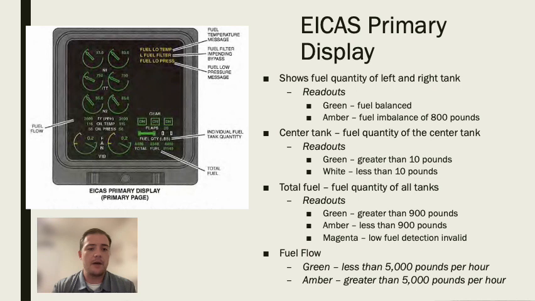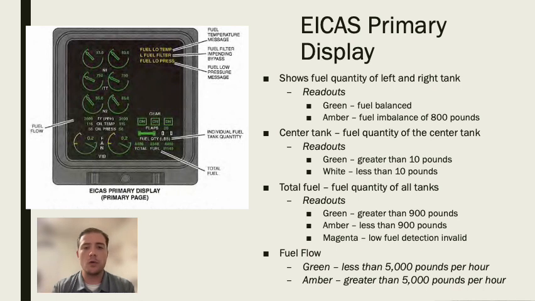Next, we have the center tank. On the ICAS, the center tank is going to show fuel quantity of that center tank. And there's also going to be readouts for that as well. Green is going to represent a fuel quantity in that tank of greater than 10 pounds, while white is going to represent less than 10 pounds.